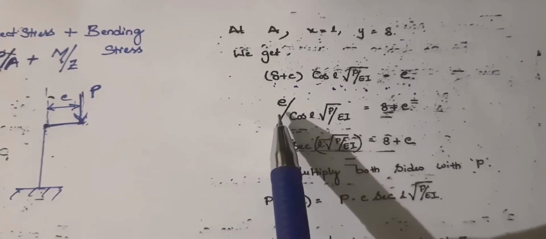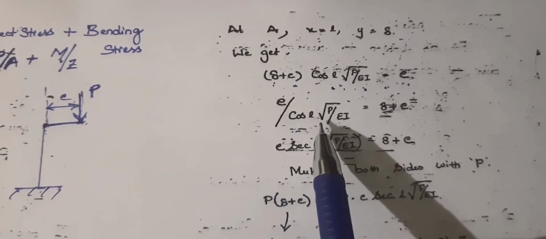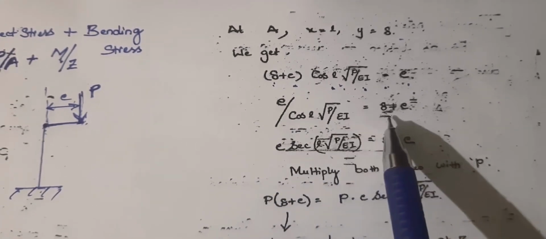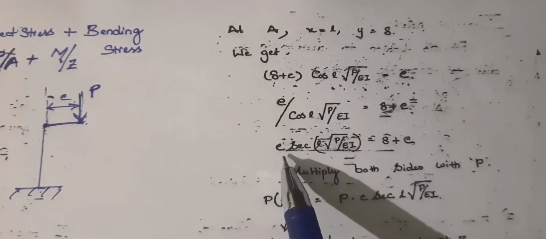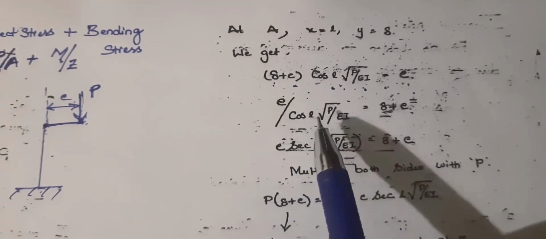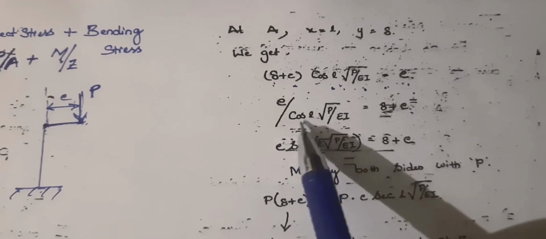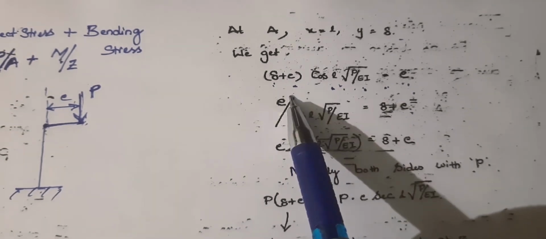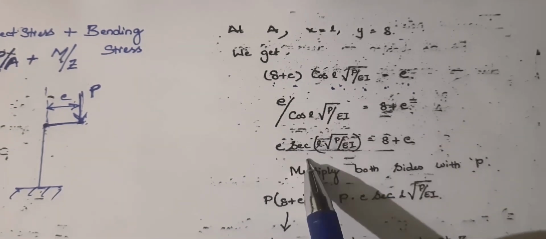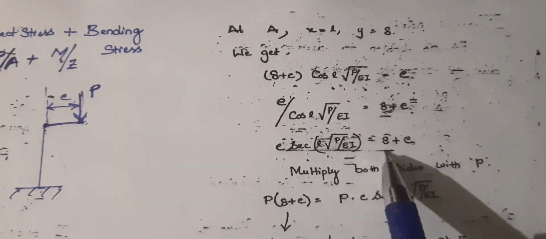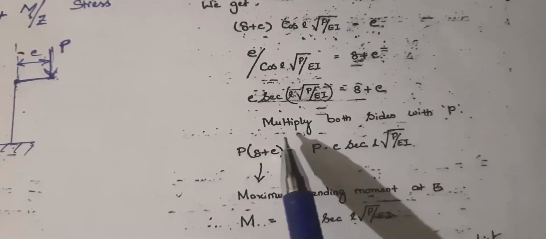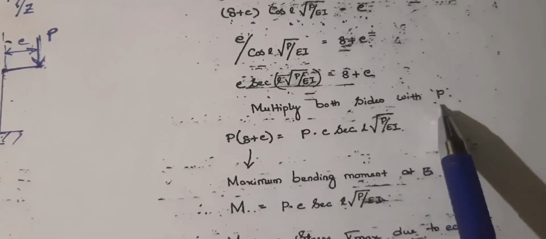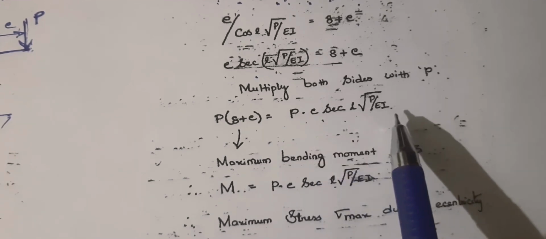You will get this equation: E by some cos L into root over P by EI equals delta plus E. Of course, 1 by cos equals secant, so you can take this as secant. So E secant L root alpha equals delta plus E. Now multiply both sides with P. So P into delta plus E equals P into E secant L root over P by EI.